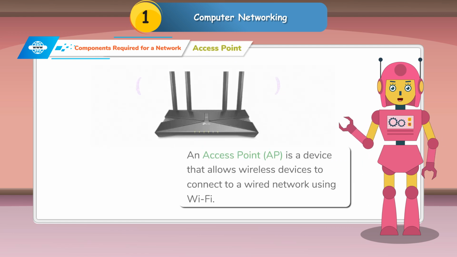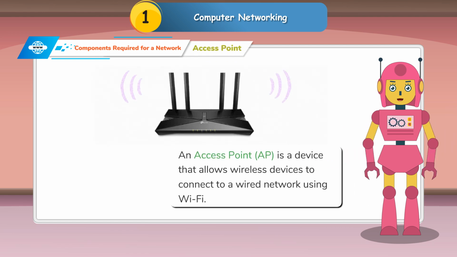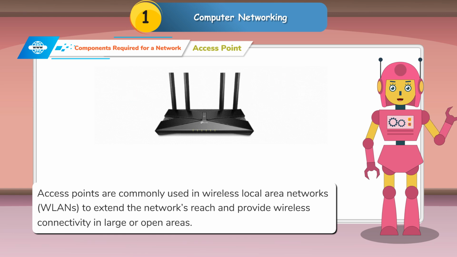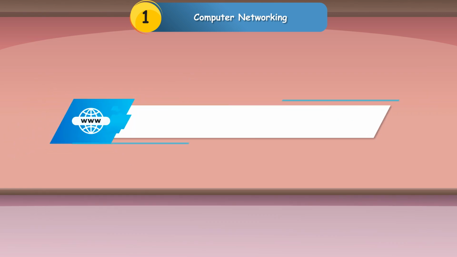Modems are necessary for connecting to the Internet via traditional telephone lines, DSL, or cable. Access point. An access point (AP) is a device that allows wireless devices to connect to a wired network using Wi-Fi. Access points are commonly used in wireless local area networks, WLANs, to extend the network's reach and provide wireless connectivity in large or open areas.